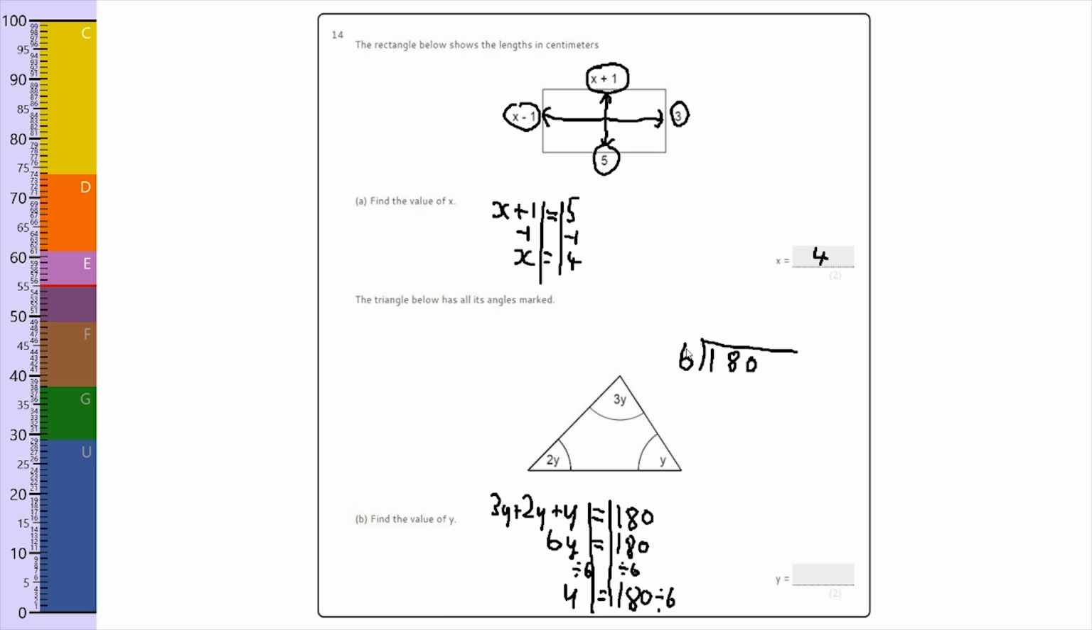And actually for this one, the bus stop method works quite well. 6's into 1 don't go, carry the 1 across. 6's into 18 go 3. And then 6's into 0 go none. So it's just going to be 30. Something else you could do is 6 times 10 is 60, and there are 3 60s in 180. Either way, whatever works for you. So the answer is 30.